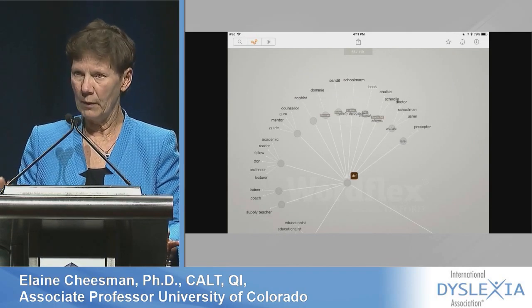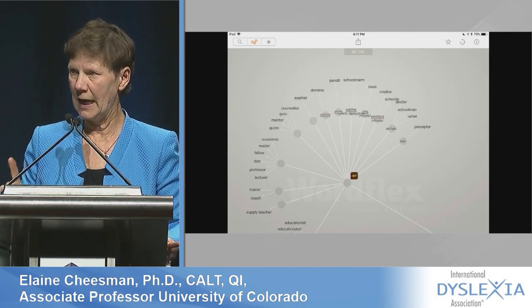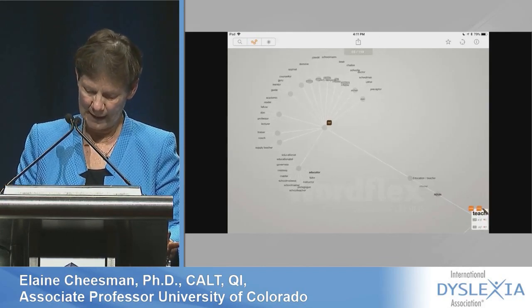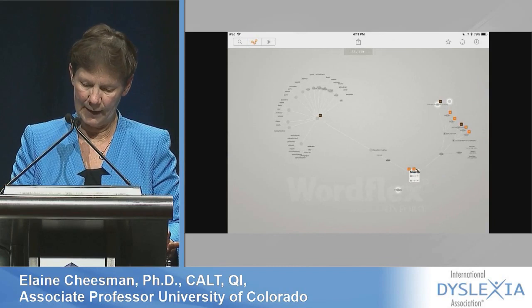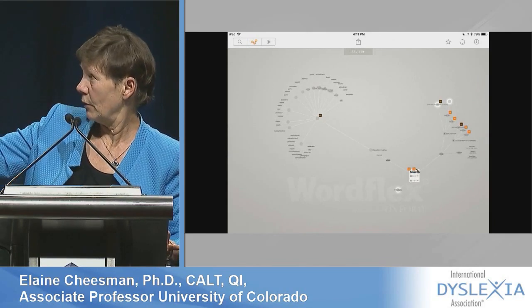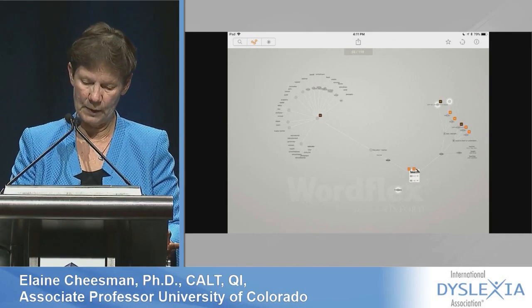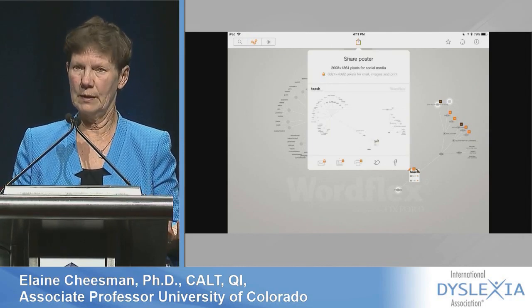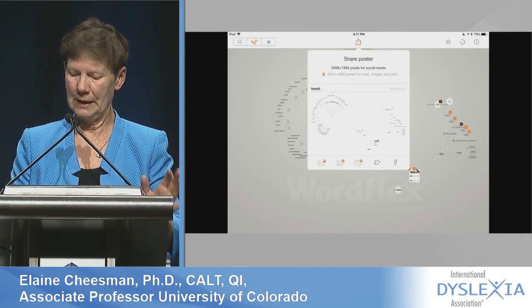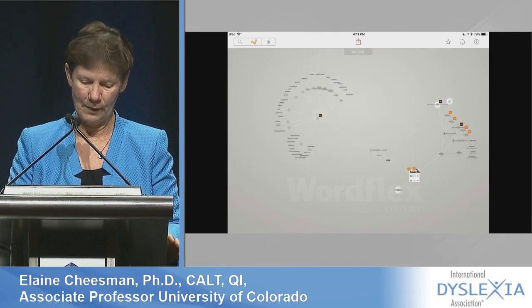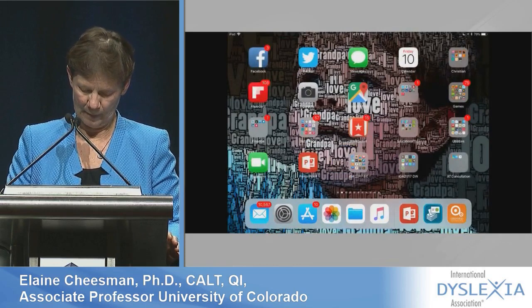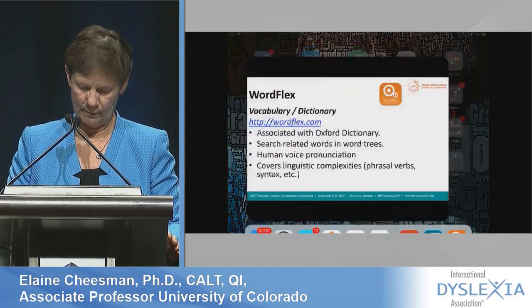My 9th great grandmother was the first schoolmarm in Connecticut, which is kind of cool. So I like this. And so once I get all these meanings, then I hit this little thing at the top, and you can make a poster and you can print the poster. Isn't that cool? So you can do all kinds of things with WordFlex. I really like it. Let's see, where are we?